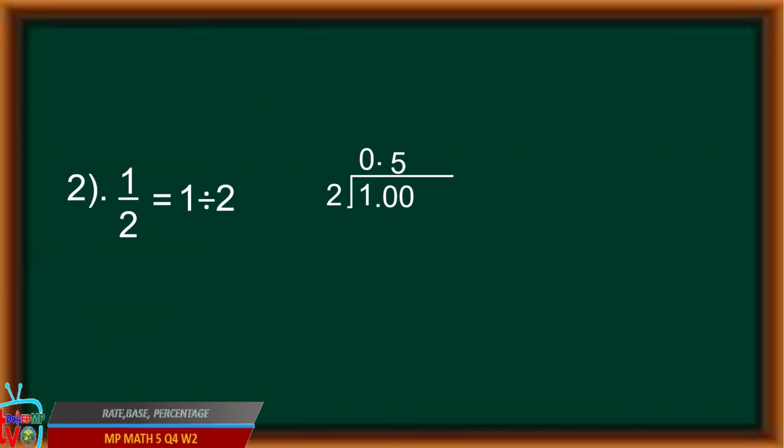We have 5. 5 times 2 is 10. 10 minus 10 is 0. Then 0 divided by 2, so cannot be, so we put there 0. Now our quotient there then is 50 hundredths. Now we can change the decimal to percent. So we have 50%.